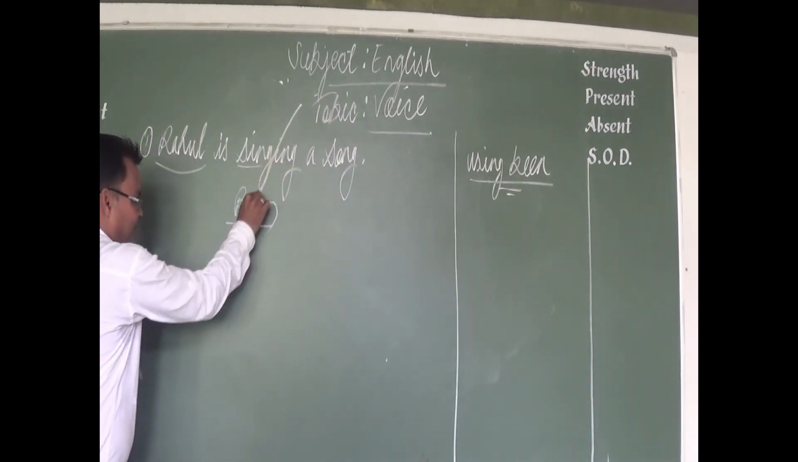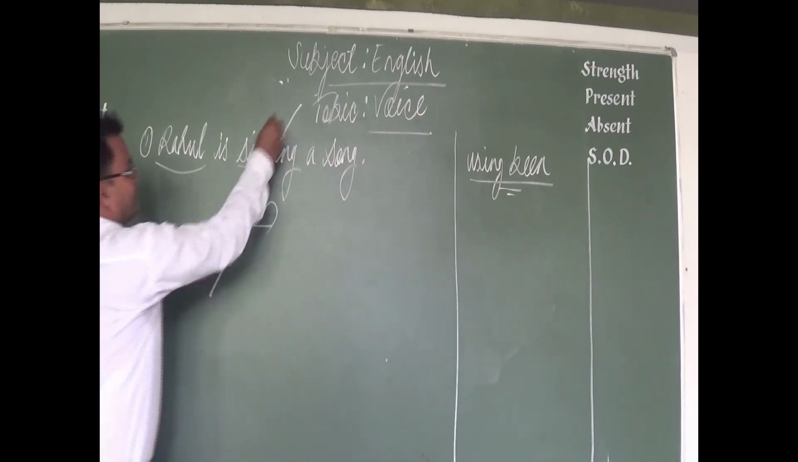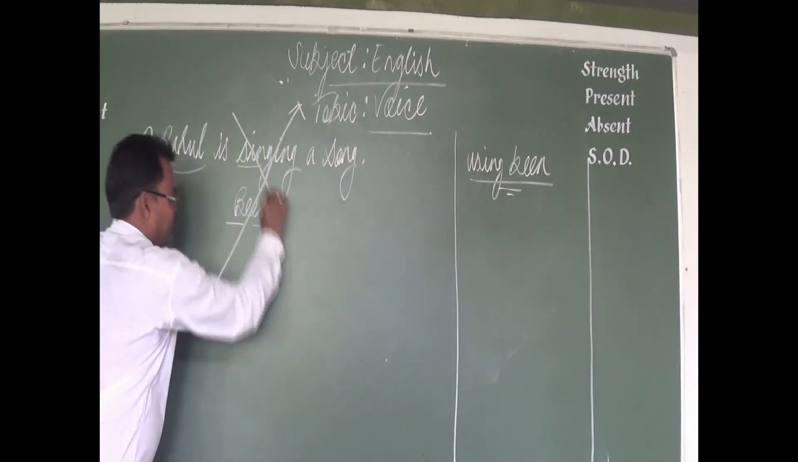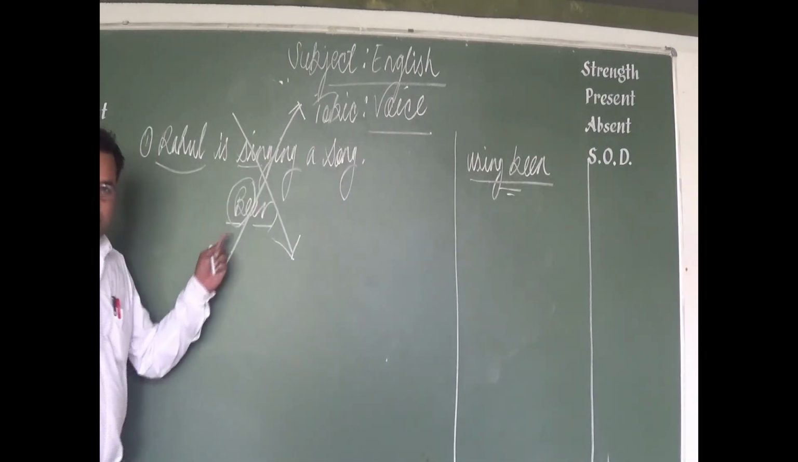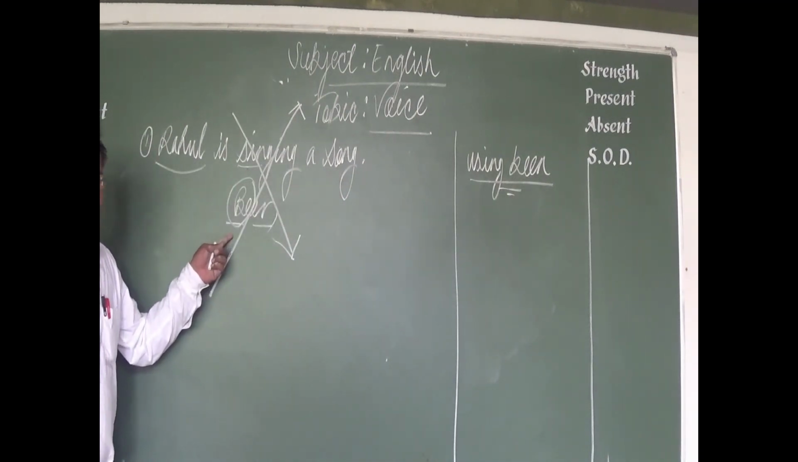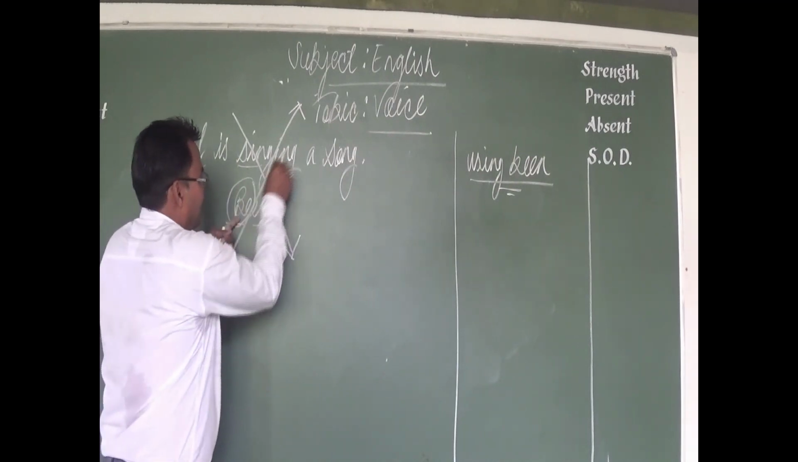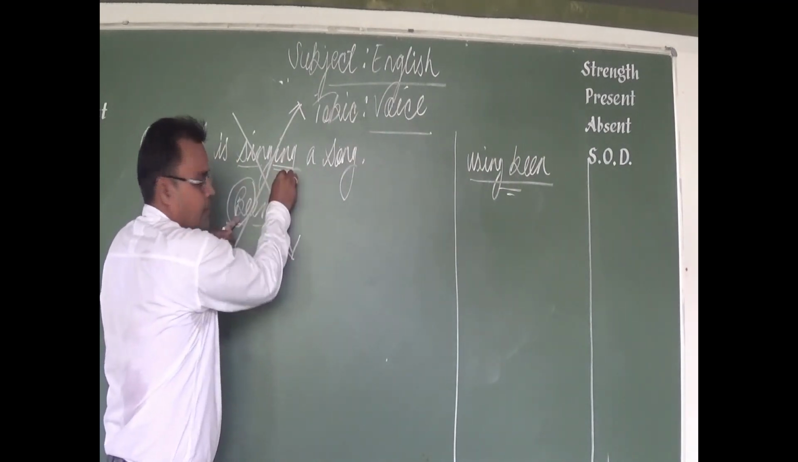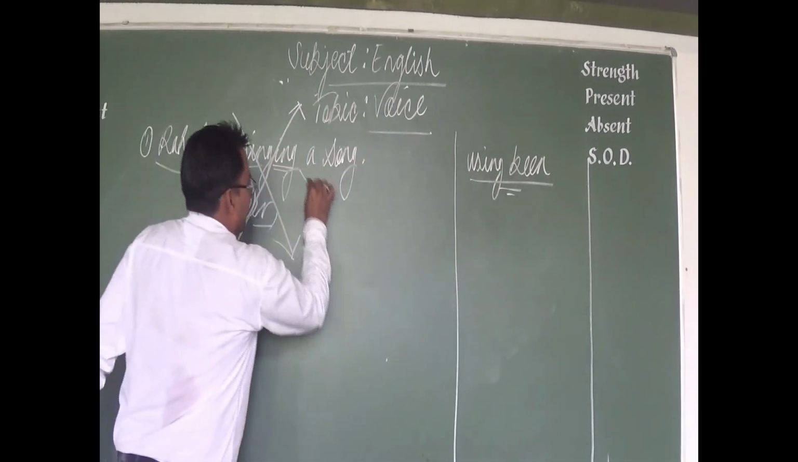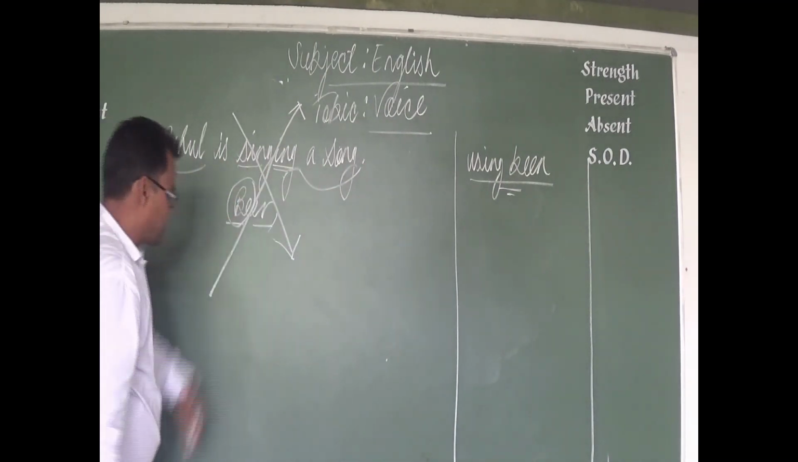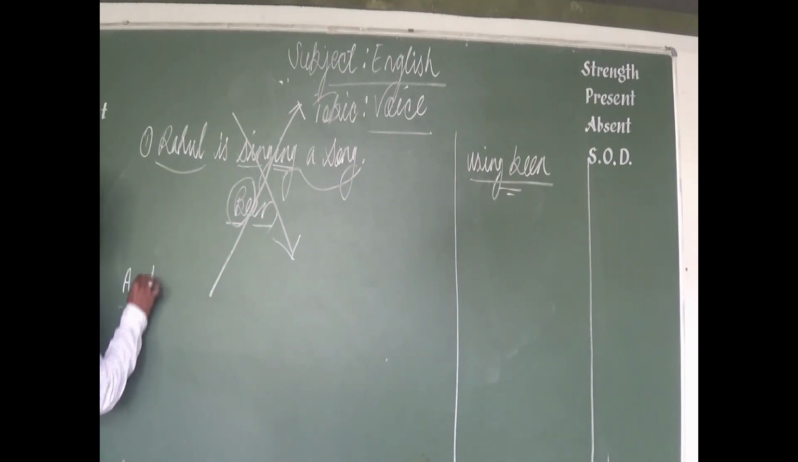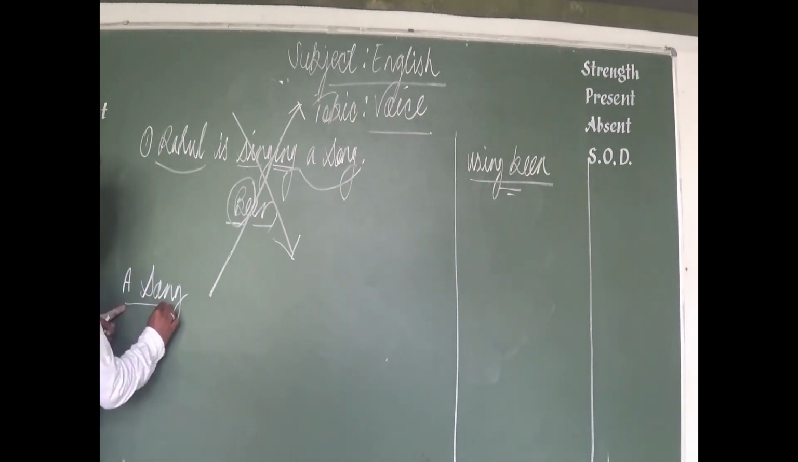The first part is be, and it became be plus ing. So, what we have to do? We have to bring a song at the first place. Okay, a song. The sentence is in present continuous, right? So, a song is singular.